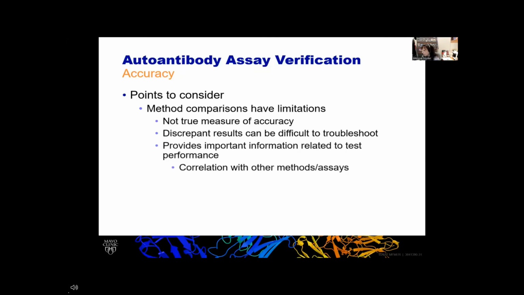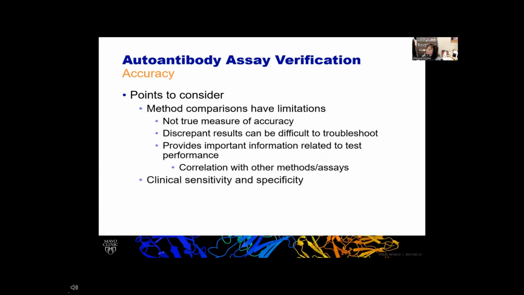With all that said, though, I actually think that method comparisons still provide a lot of important information related to how your test is performing, because knowing how your test correlates with other methods or other assays will be very important in guiding clinicians and helping them understand results that they might see on one method versus another.